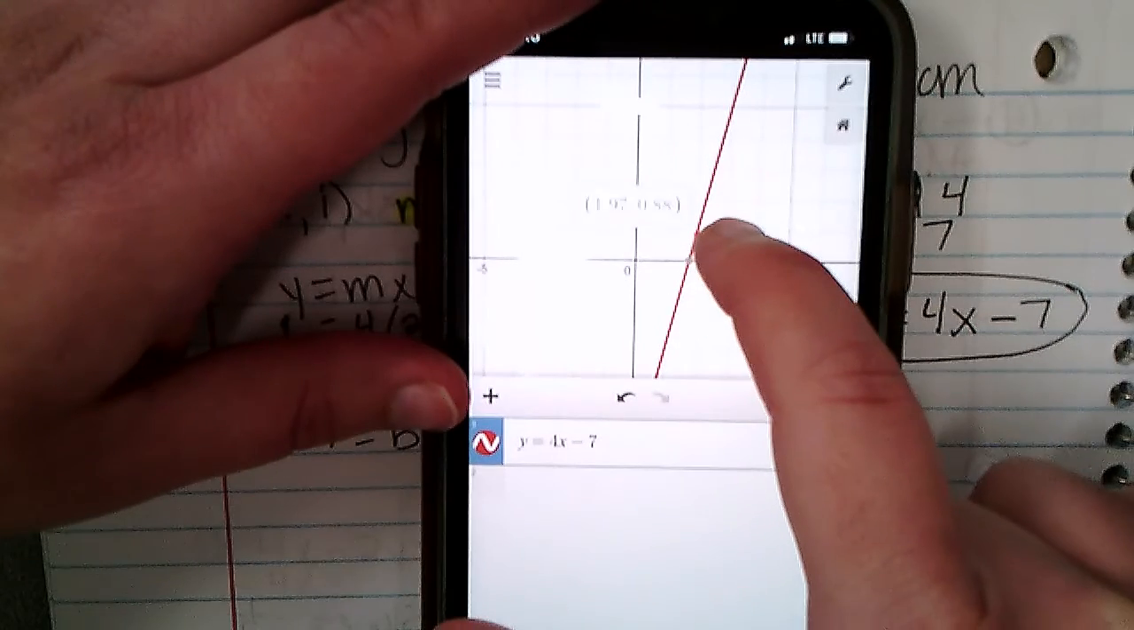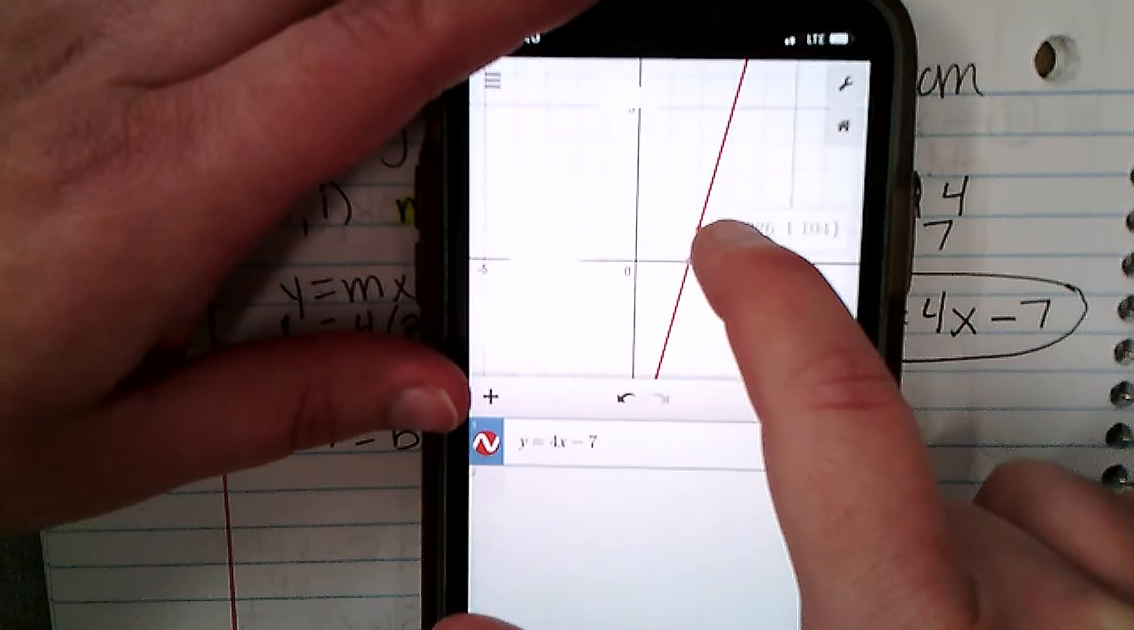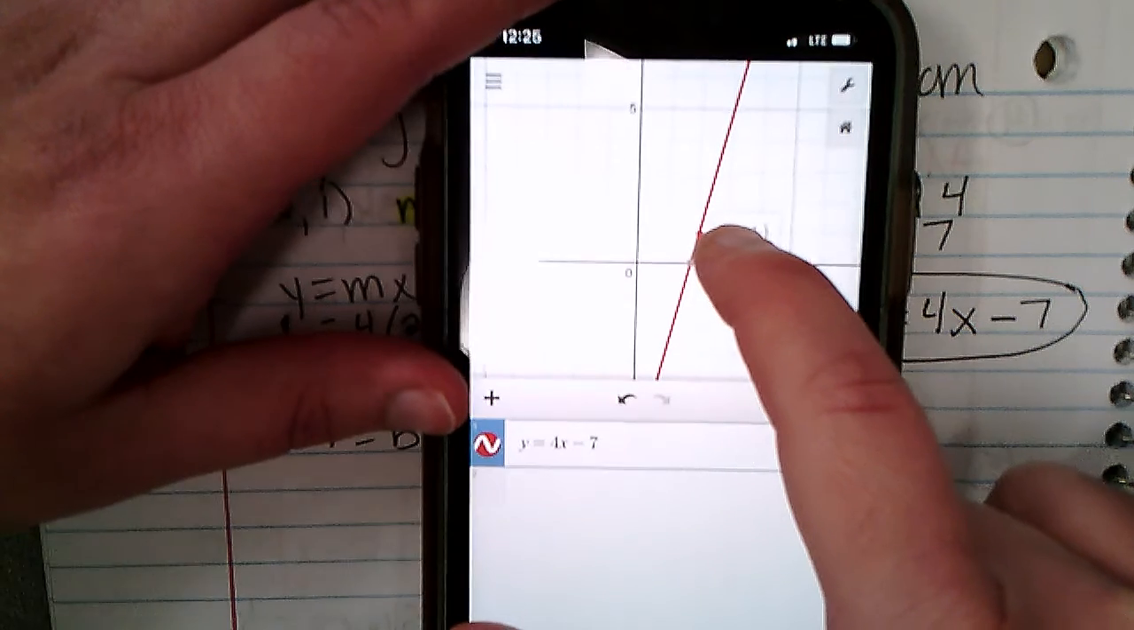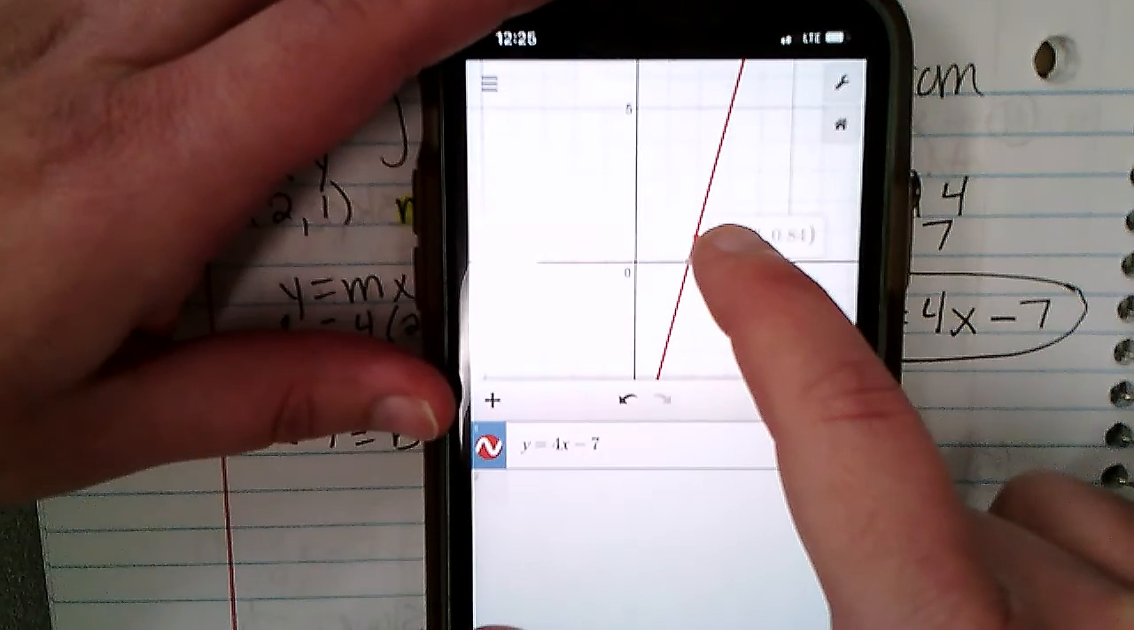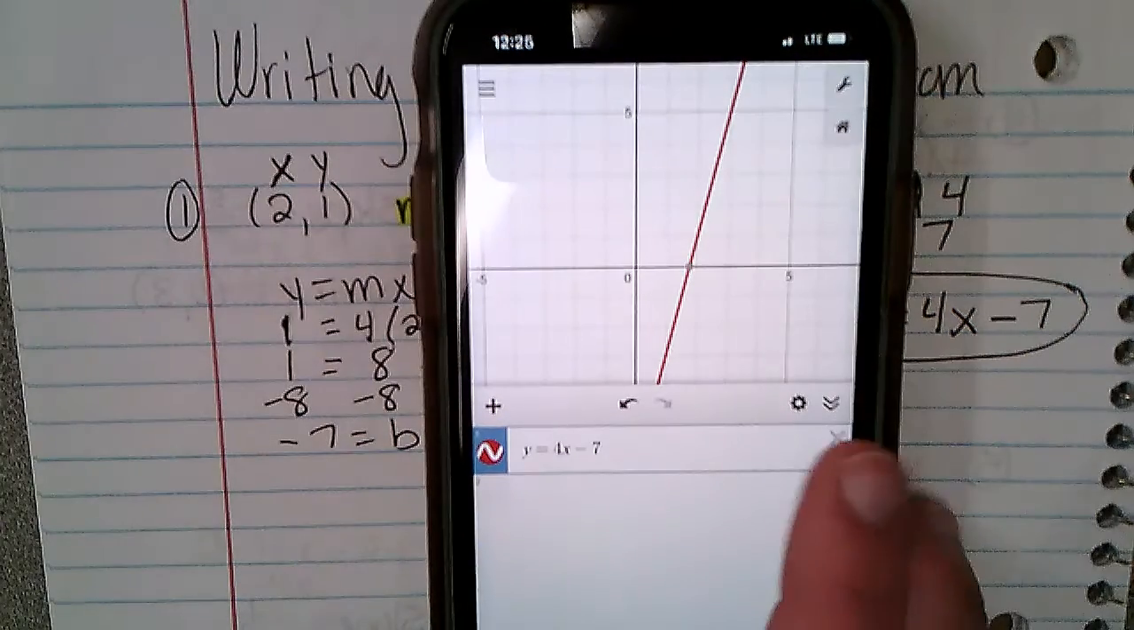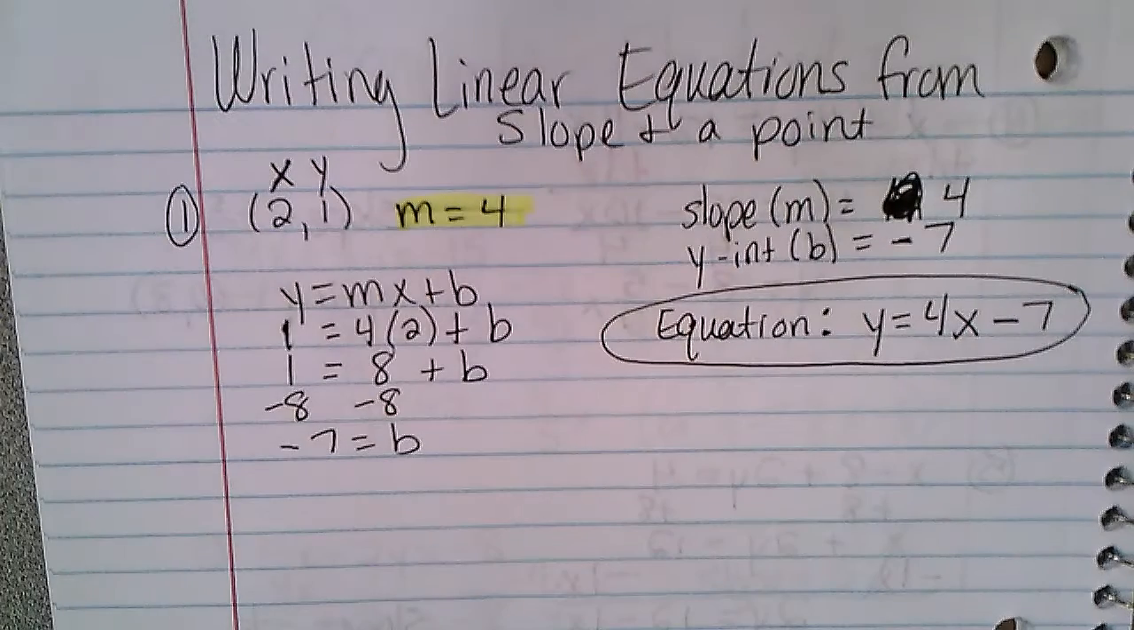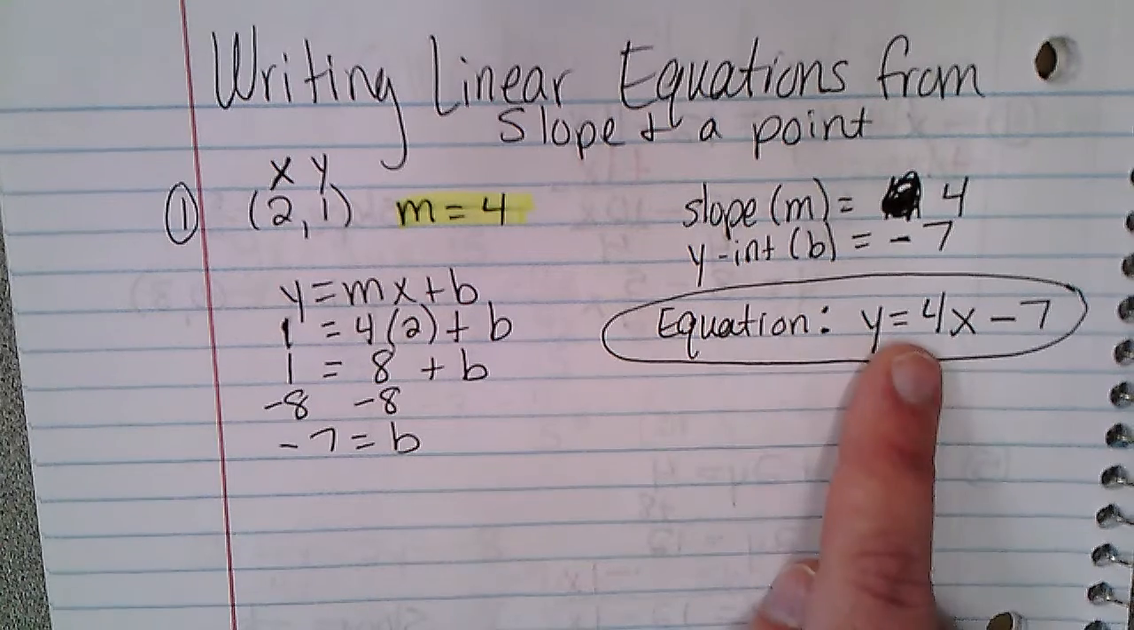Maybe I should have done this on the computer. Right there. It does go through the point 2 comma 1. So you can always check your answers using Desmos. Just make sure it goes through the point that it's supposed to go through and it has the correct slope.